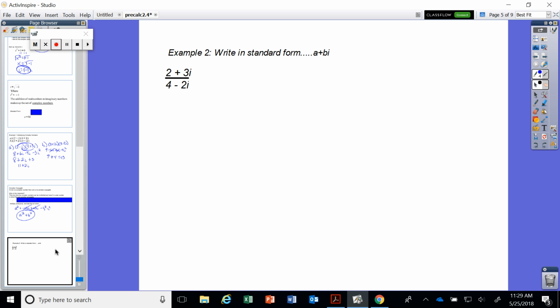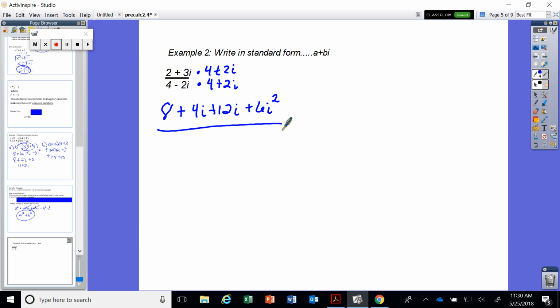So we're going to multiply. In this case, we're going to look at our denominator, right? We're going to look at the denominator, and we're going to multiply by the complex conjugate at the top and the bottom. So we're going to multiply by 4 plus 2i to the numerator and the denominator. All right, so what does that do for us? Well, we get 8 plus 2 times 2 is 4i, 3i plus 12i, and 3 times 2 is 6, so plus 6i squared.